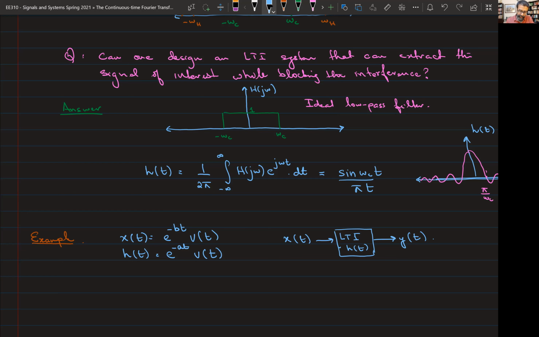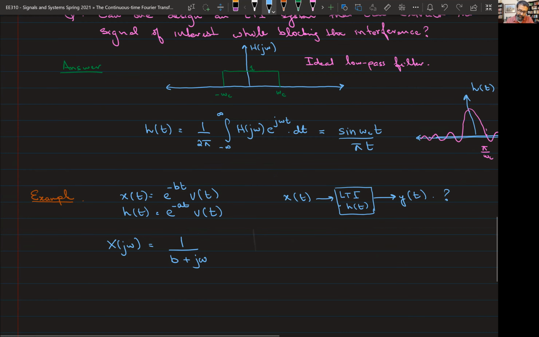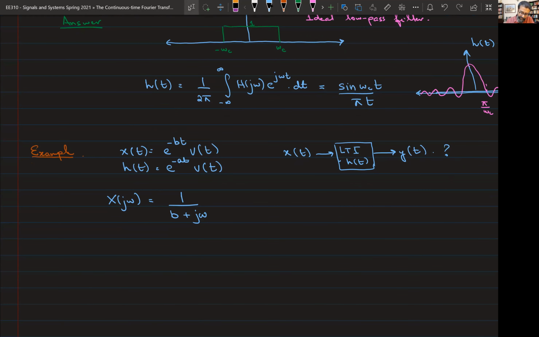So what we will do is we will compute the Fourier transform of x and h, and it turns out to be equal to, I'm not going to compute this here, 1 upon b plus j omega, right? This is the very first example that we did, I think, when we computed the Fourier transform, right? This is the Fourier transform of a real exponential. And of course, what's given is a is greater than 0 and b is greater than 0, right?